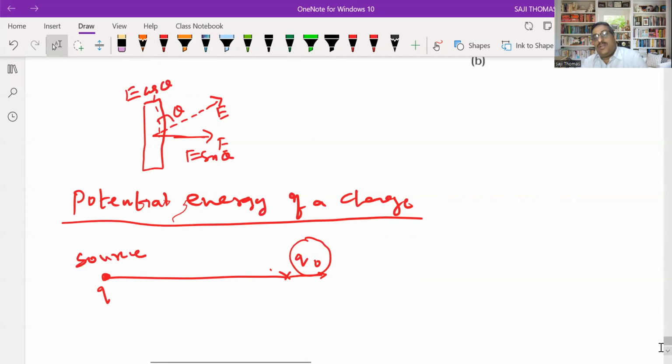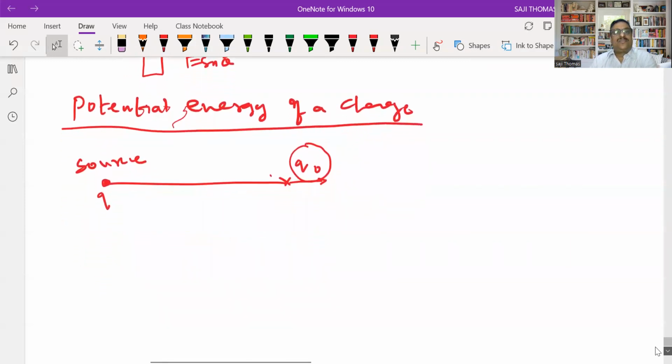We have learned what is potential. It is the amount of work done to move a unit positive charge from infinity to that point. So potential energy of a charge is defined as the amount of work done to move the charge from infinity to the particular point. So that is the definition for potential energy of a charge.